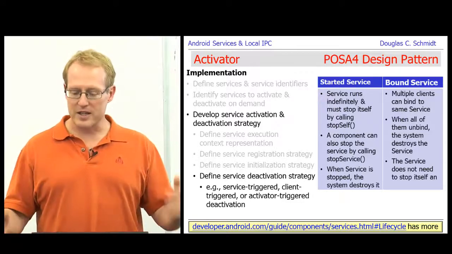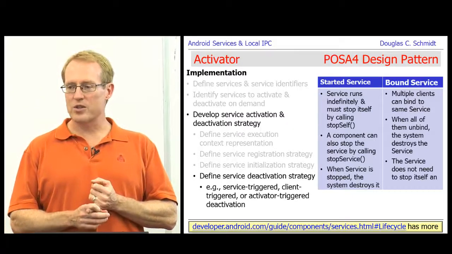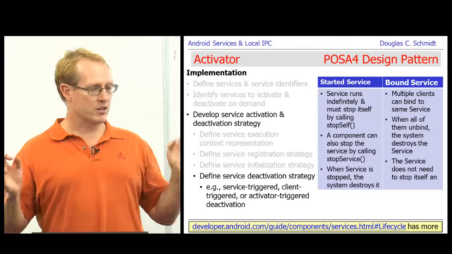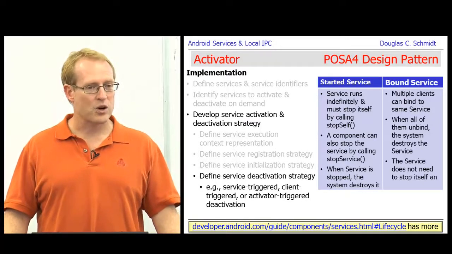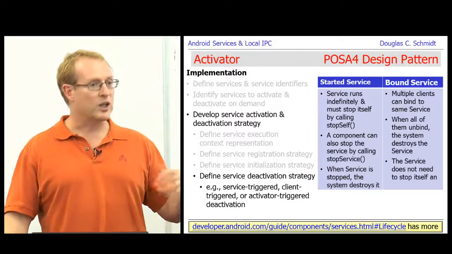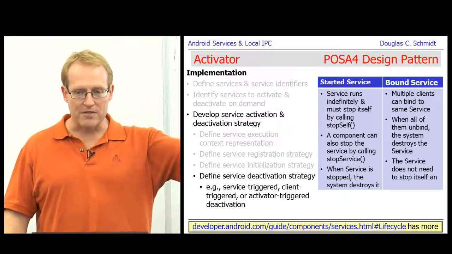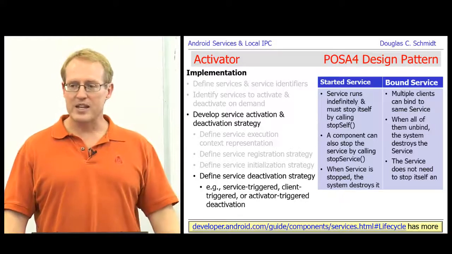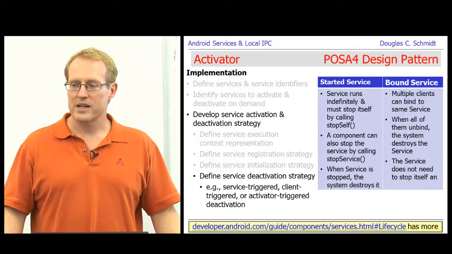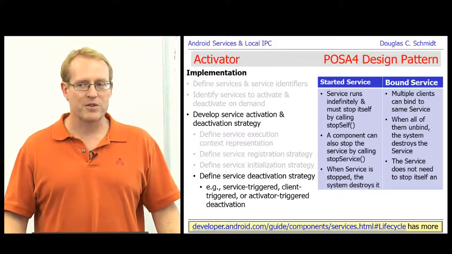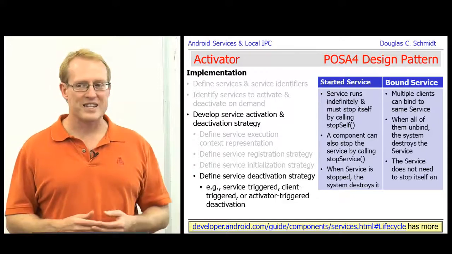And there's a couple of different techniques you can use here. You can have the service trigger the deactivation. The service can say, I'm done, I'll shut myself down. That's kind of the way that intent services work. You can have the client trigger things. Some client can say, service, stop yourself. That's another model. And then you can also have things where the activator decides to shut stuff down. And that could be based on a variety of different things. Android supports all of these different models in various degrees, right?